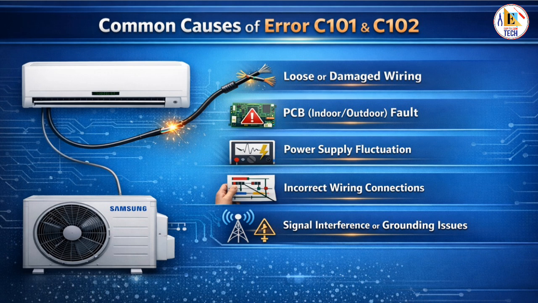Power supply fluctuations can also disturb communication signals. Incorrect wiring connections during installation or servicing may lead to this error. Additionally, signal interference or poor grounding can affect the communication line and trigger these error codes.